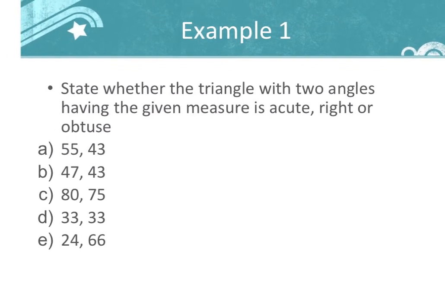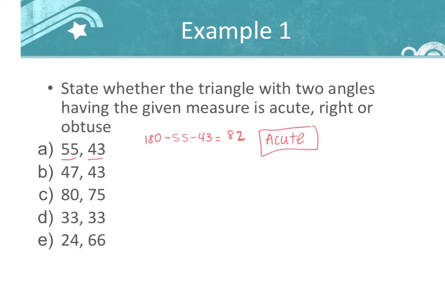Okay, state whether the triangle with two angles having the given measures is acute, right, or obtuse. So remember, we're only given two of the angles, but we can figure out what the third one is. So we have 55 and 43. So we're going to take 180, which will be the measure of all three of them, and we're going to take away 55, and we're going to take away 43. When we do that, what we're going to get is 82, and that is also an acute angle, so this would be an acute triangle. So an acute triangle for A.